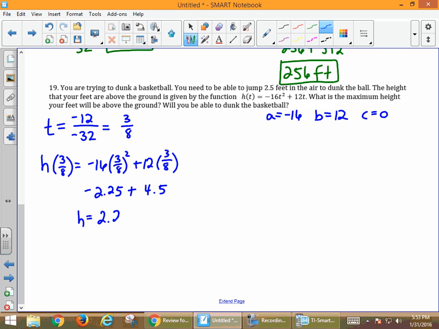of 2.25 feet. So the question is, can we dunk the ball? The problem says, in order to dunk the ball, our feet have to be 2.5 feet off the ground. We can only get to 2.25, so no. We cannot dunk that basketball.